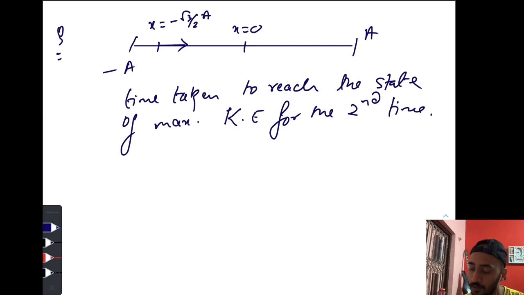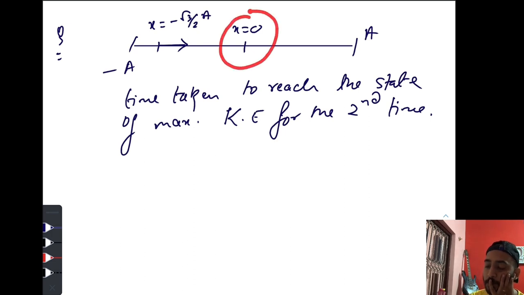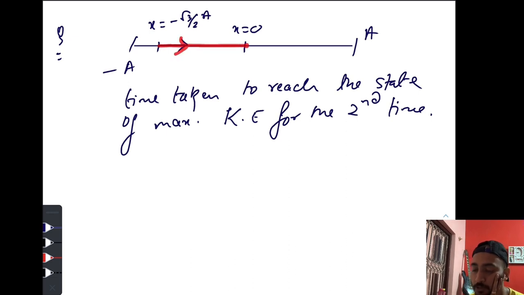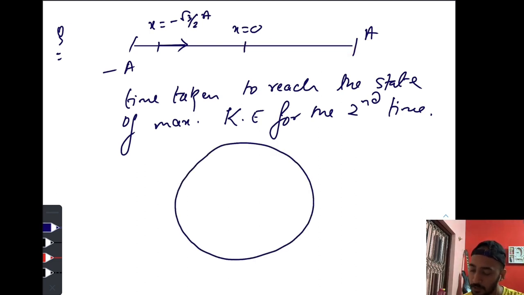Okay, so basically we know that the maximum kinetic energy of a particle happens at the mean position. So the particle starts moving from here, reaches the mean position, maximum kinetic energy for the first time, reaches the extreme point, comes back to the mean position, maximum kinetic energy for the second time. Okay, so let us draw the phasor quickly.